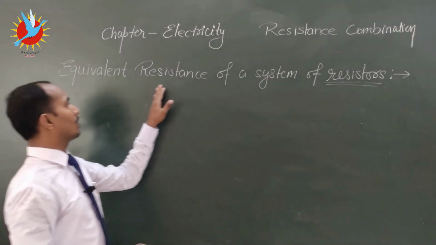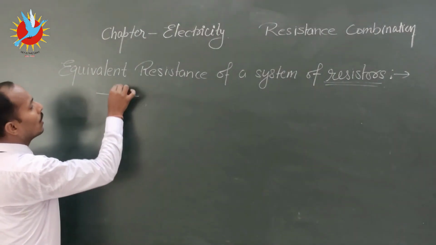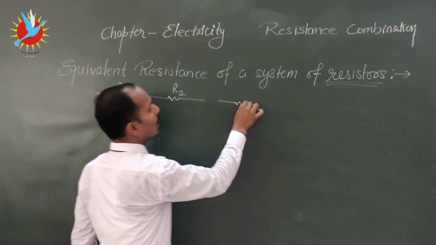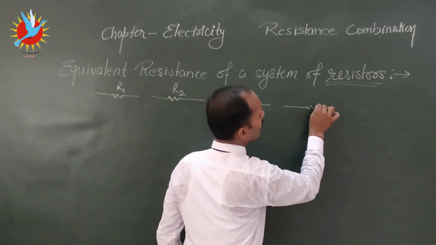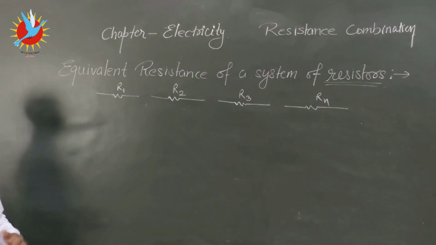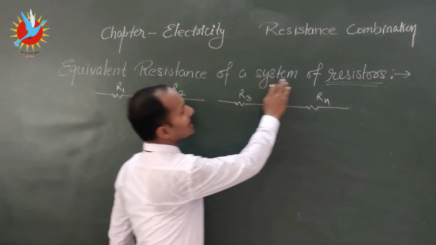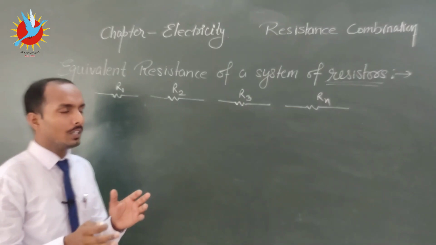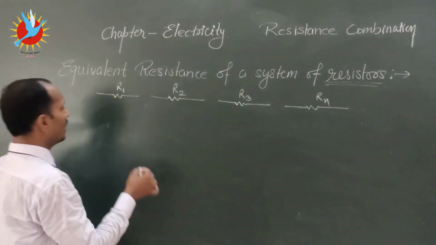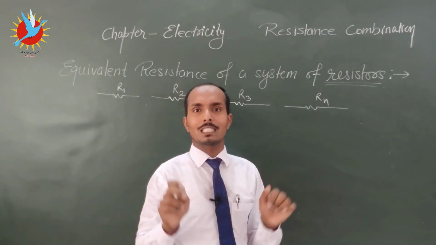Now our topic is the equivalent resistance of a system of resistors. A system of resistors means a system in which you use two or more resistors, say n number of resistors. A system is a combination of two or more resistors combined in a single circuit.